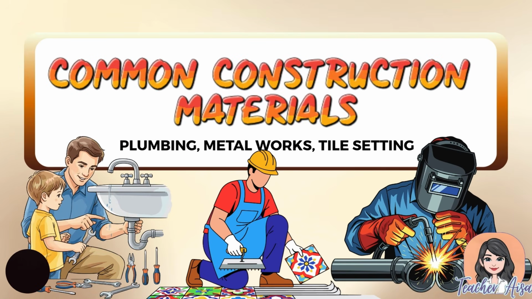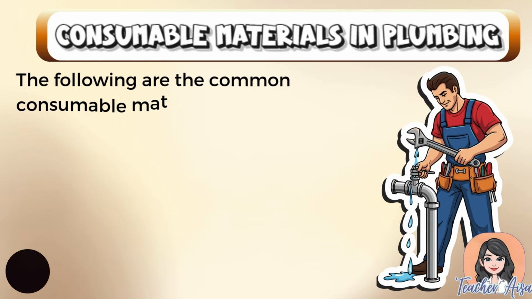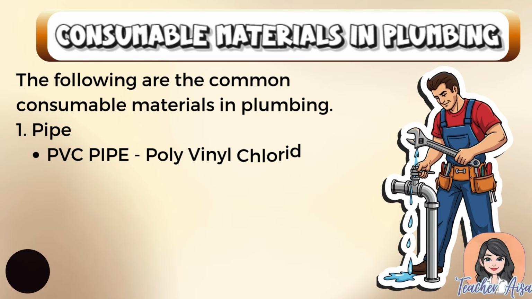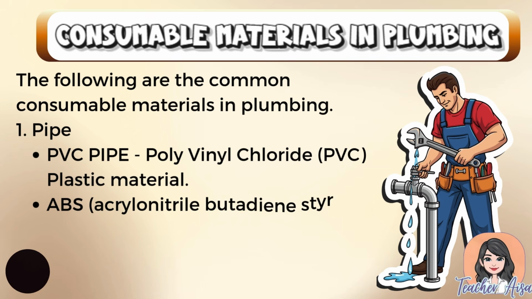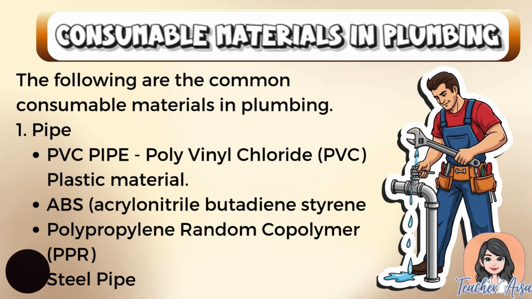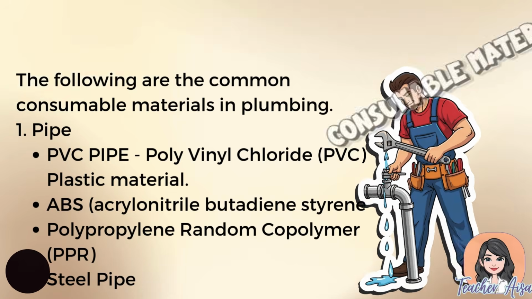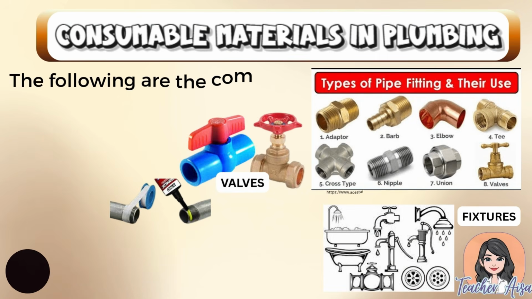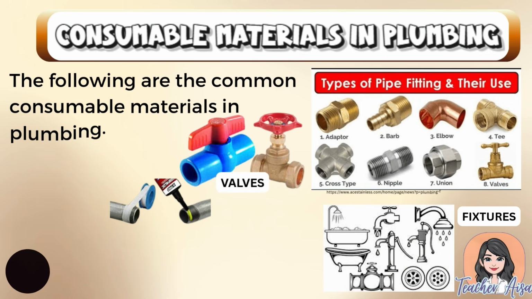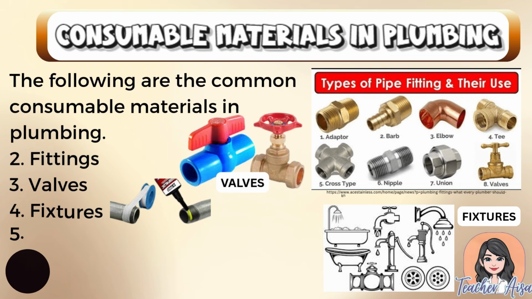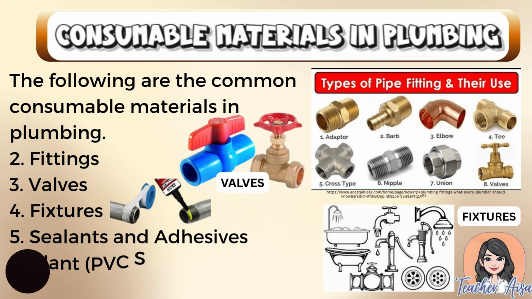Construction materials in plumbing, metalworks, and tile setting. These works require specific consumable materials to ensure proper installation and finishing. Consumable materials in plumbing. Plumbing commonly uses PVC, ABS, PPR, and steel pipes. These pipes transport water and waste safely within a building. Fittings and valves control the flow of water, while sealants prevent leaks. Teflon tape and PVC sealants are commonly used in threaded connections. These consumables ensure tight and secure plumbing systems.